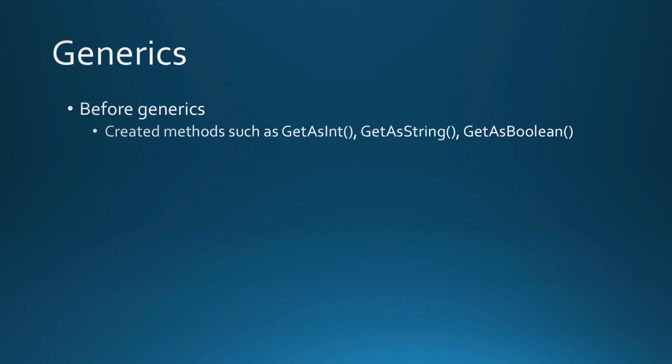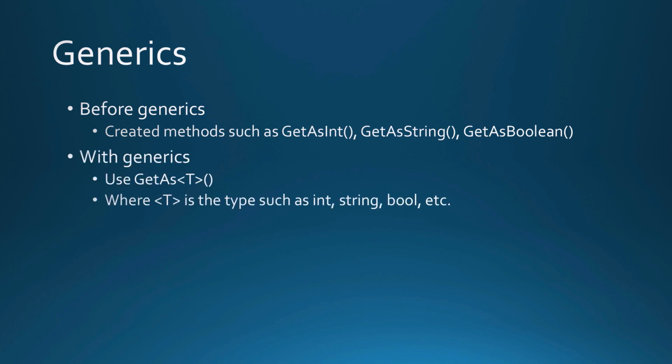So with generics, if we think about what happened before generics, we would create methods such as GetAsInt, GetAsString, GetAsBoolean. We would pass something to one of these methods and it would return it as an integer or as a string or as a boolean. So it was a way to convert things.